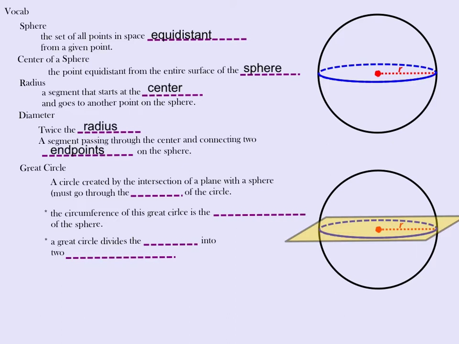A great circle is a circle that's created by the intersection of a plane with a sphere. See this great circle right here? Now the plane must go through the center of the sphere to create this great circle. The circumference of this great circle is also the circumference of the sphere itself. A great circle divides the sphere into two hemispheres.